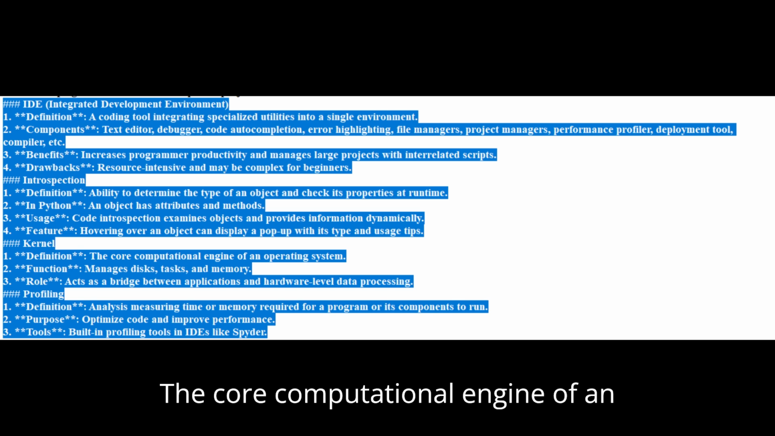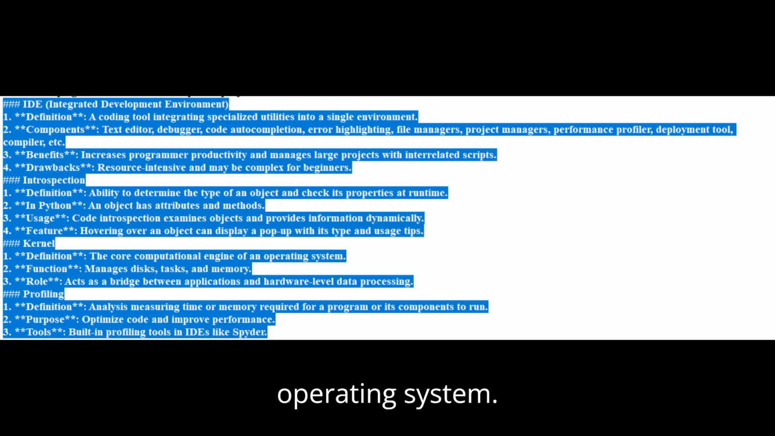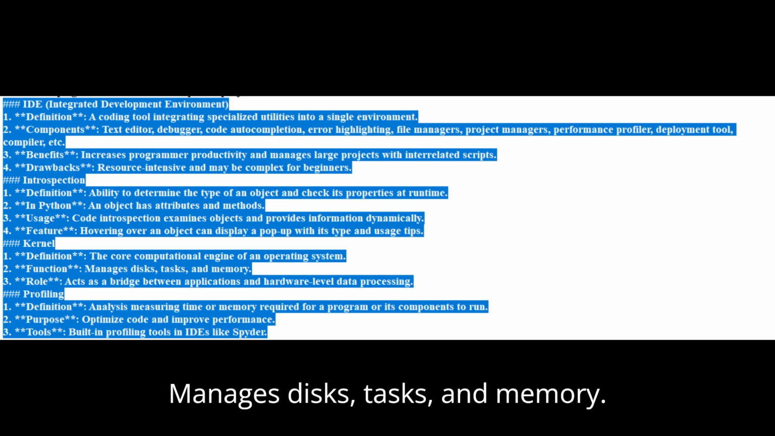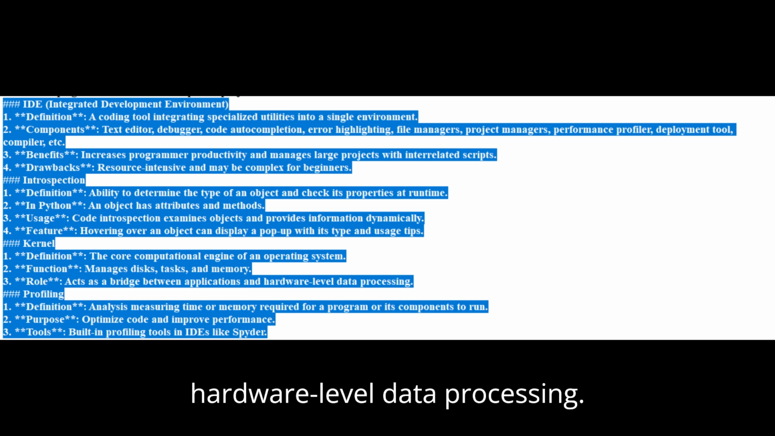Kernel. 1. Definition: the core computational engine of an operating system. 2. Function: manages disks, tasks, and memory. 3. Role: acts as a bridge between applications and hardware-level data processing.